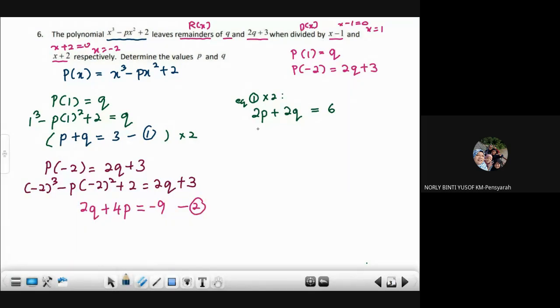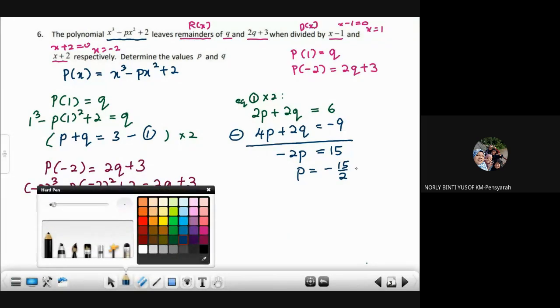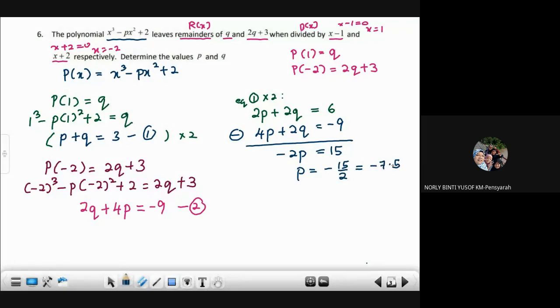Okay, after that the other equation you write directly, arrange 4P plus 2Q equals to negative 9. Okay, then you subtract. You eliminate the Q. You got negative 2P, 2 minus 4. And then 6 minus 6 plus 9, you got 15. So 15 divided by negative 2, you can put in 15 over 2 or you can put in decimal point. Both are okay.